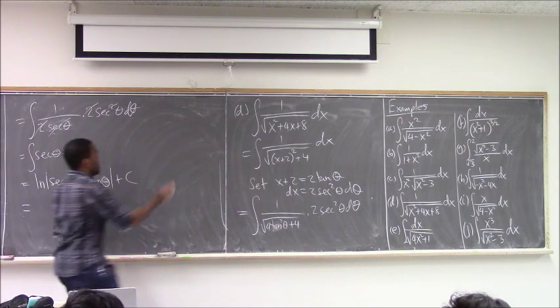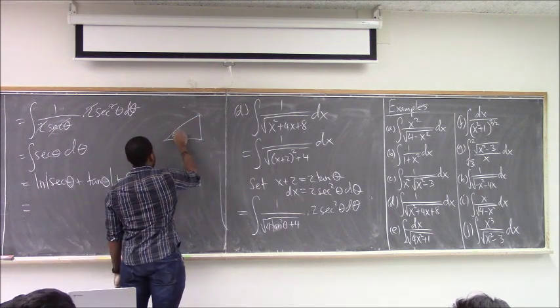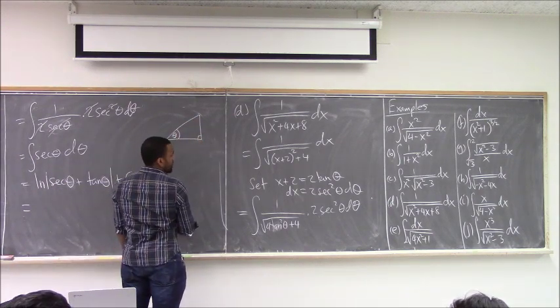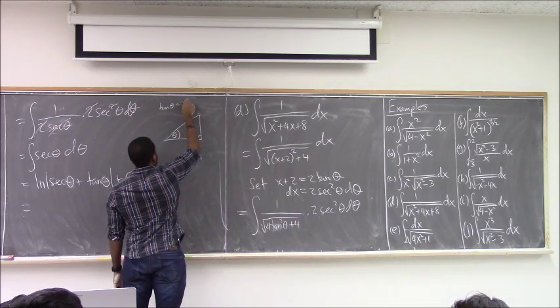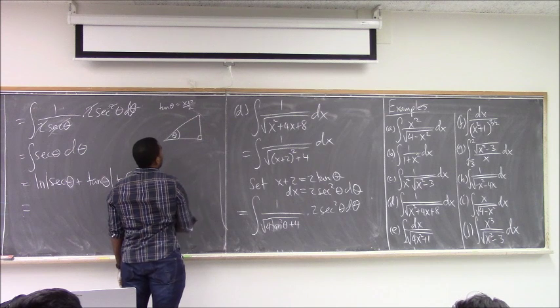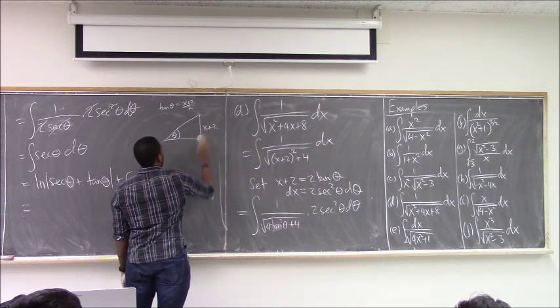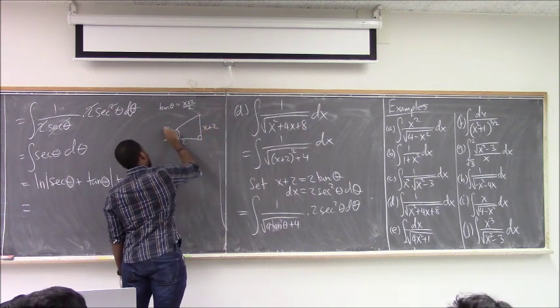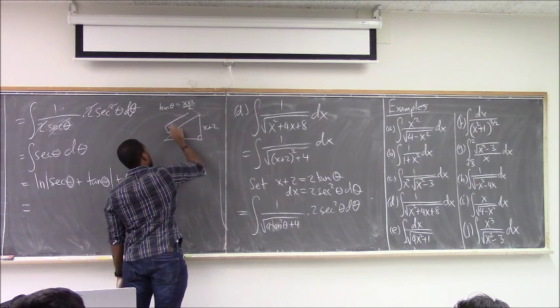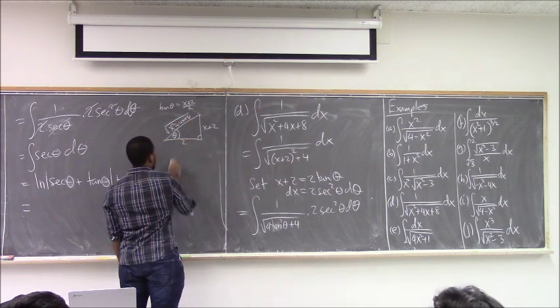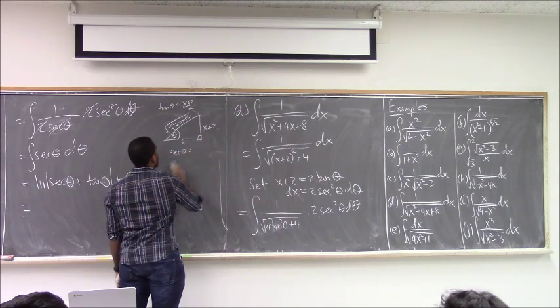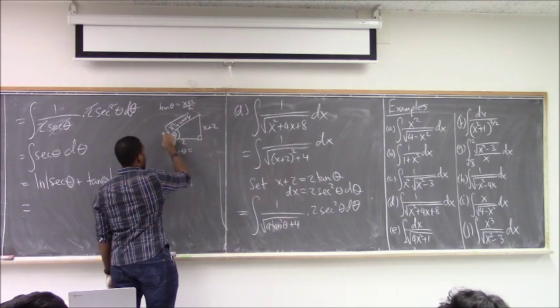The triangle. So we know that tangent theta is equal to x plus 2 all over 2. Tangent is opposite over adjacent. That's going to be this squared plus that squared, which is x squared plus 4x plus 8. So our secant theta from this, secant is hypotenuse over adjacent.